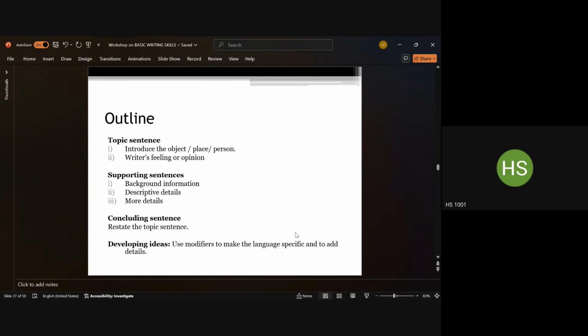Okay. So supporting sentences, generally, these are not in order. What I mean to say in the slide is that generally the supporting sentences for descriptive paragraphs look like either of the three that you see there. Either they give you background information, or they give you descriptive details, more details about the description, and sometimes maybe all three, right?